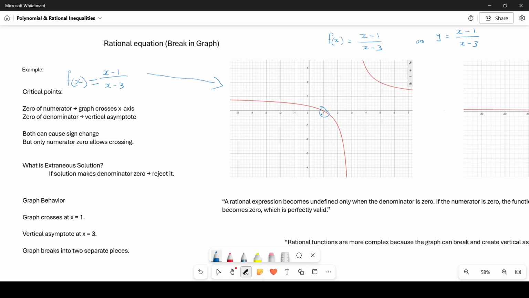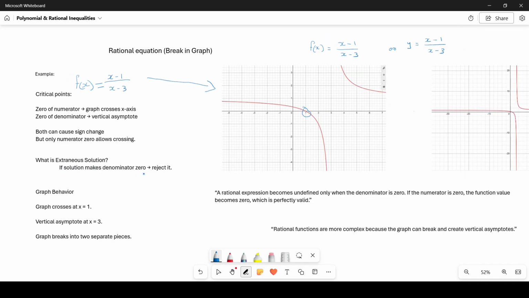Then there is one more point which is a new topic to you: the zero of the denominator. What value makes this denominator 0? If we substitute 3 for x, the denominator is 0. Any value divided by 0, what does it mean? It is not possible. We cannot divide any value by 0. If a solution makes the denominator 0, reject it. We need to reject that solution. We cannot consider that solution. That kind of x value, that kind of solution, we call an extraneous solution.